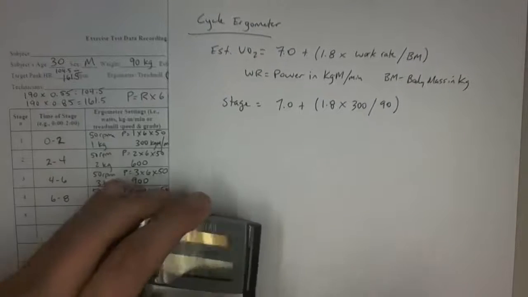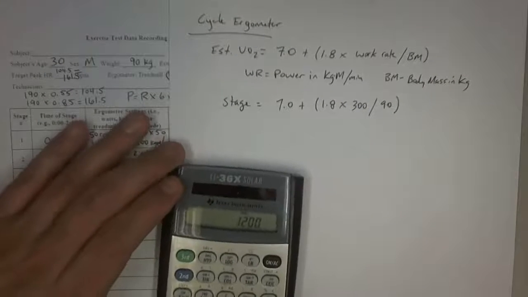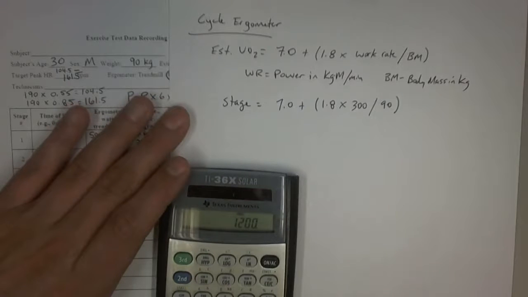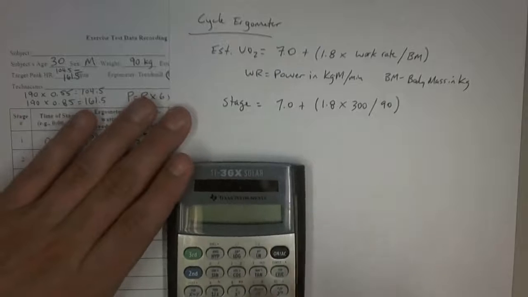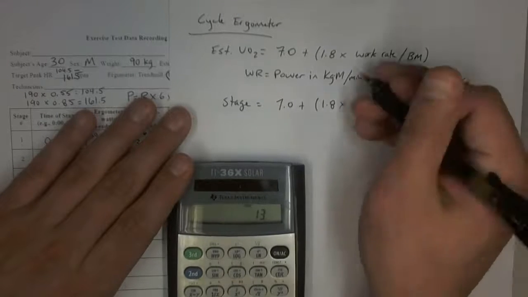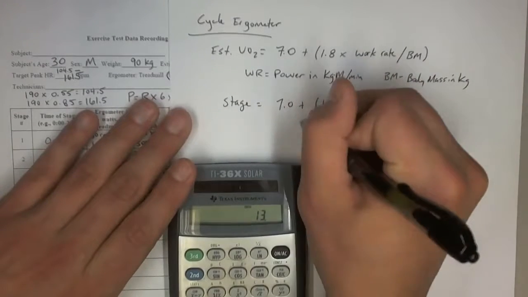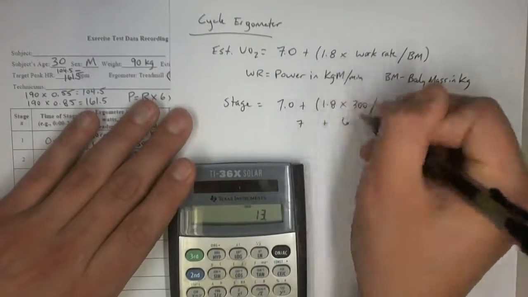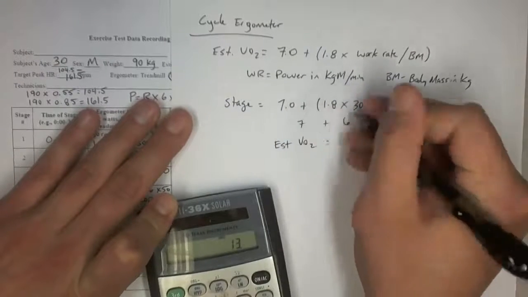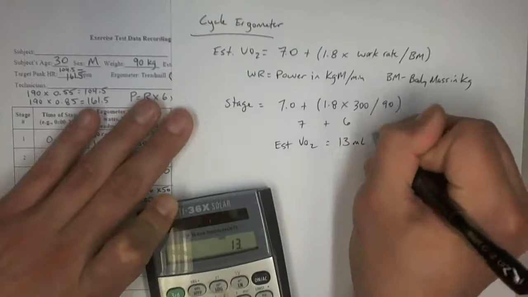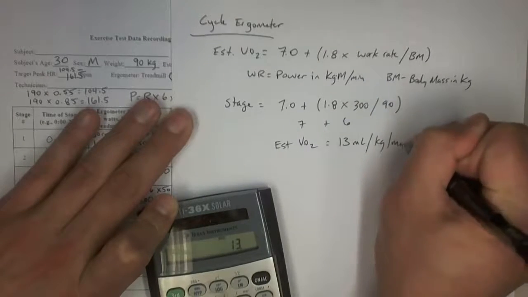So if we then multiply these out, remember back from good old algebra, please excuse my dear Aunt Sally, we'll start in the parentheses. So we'll do 1.8 times 300 divided by 90 plus 7. So we get 7 plus 6, which gives us an estimated VO2 equal to 13 mils per kg per minute.